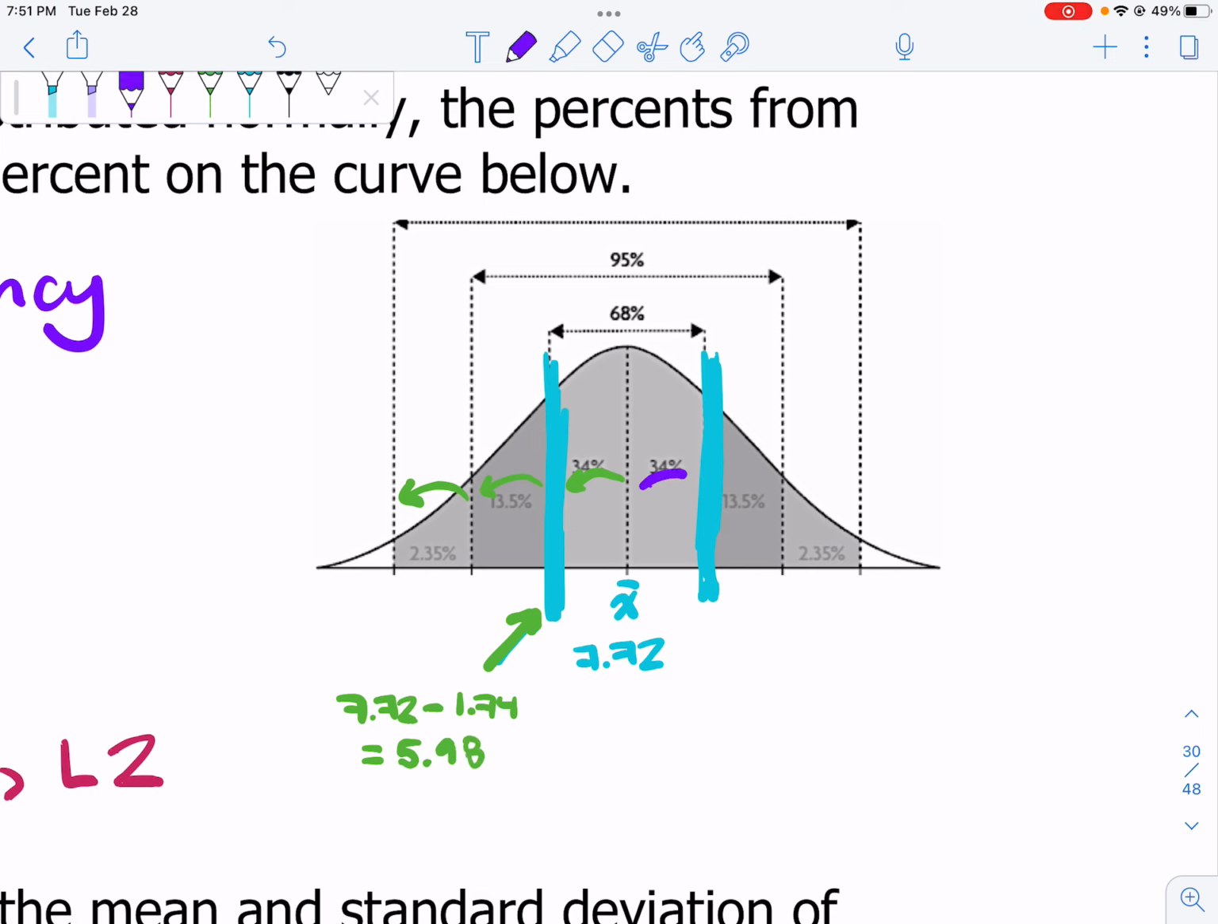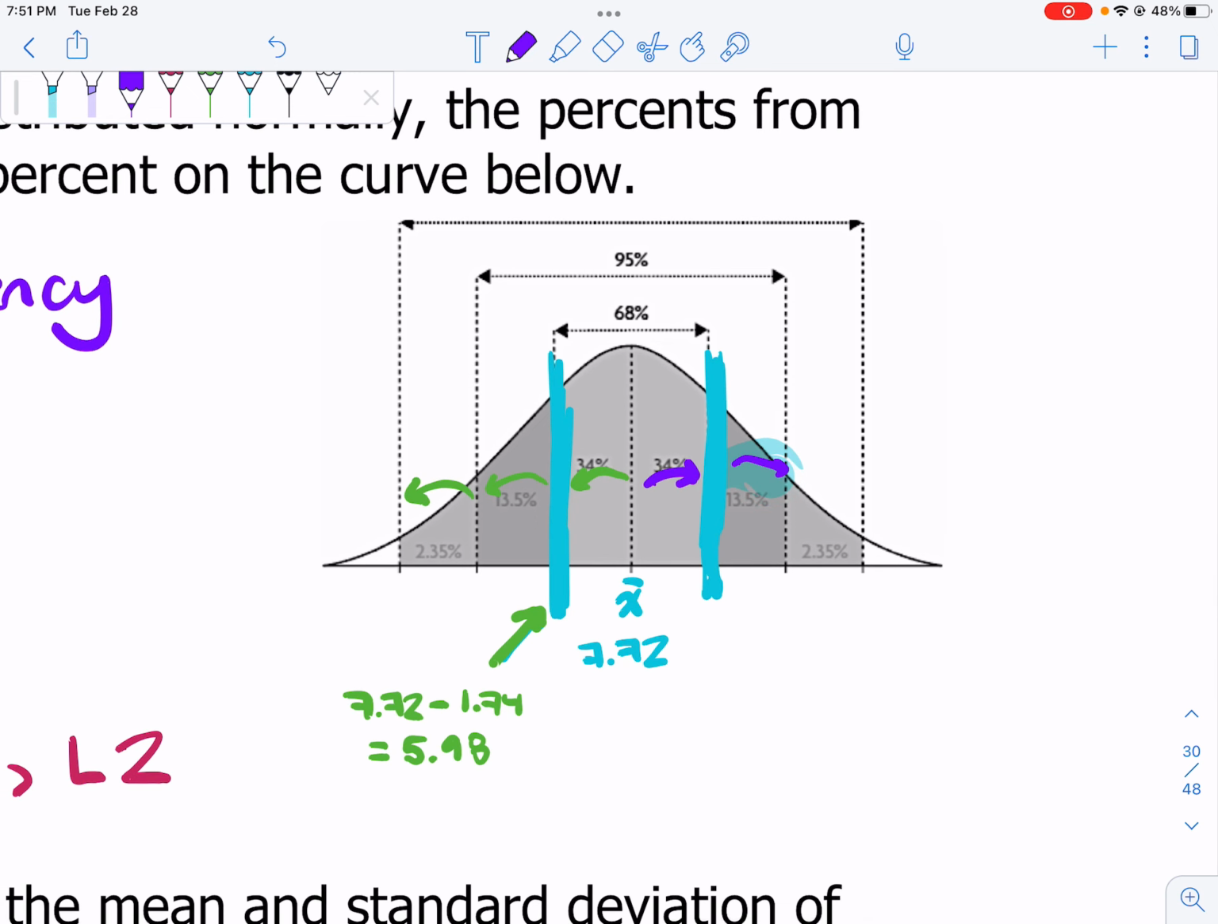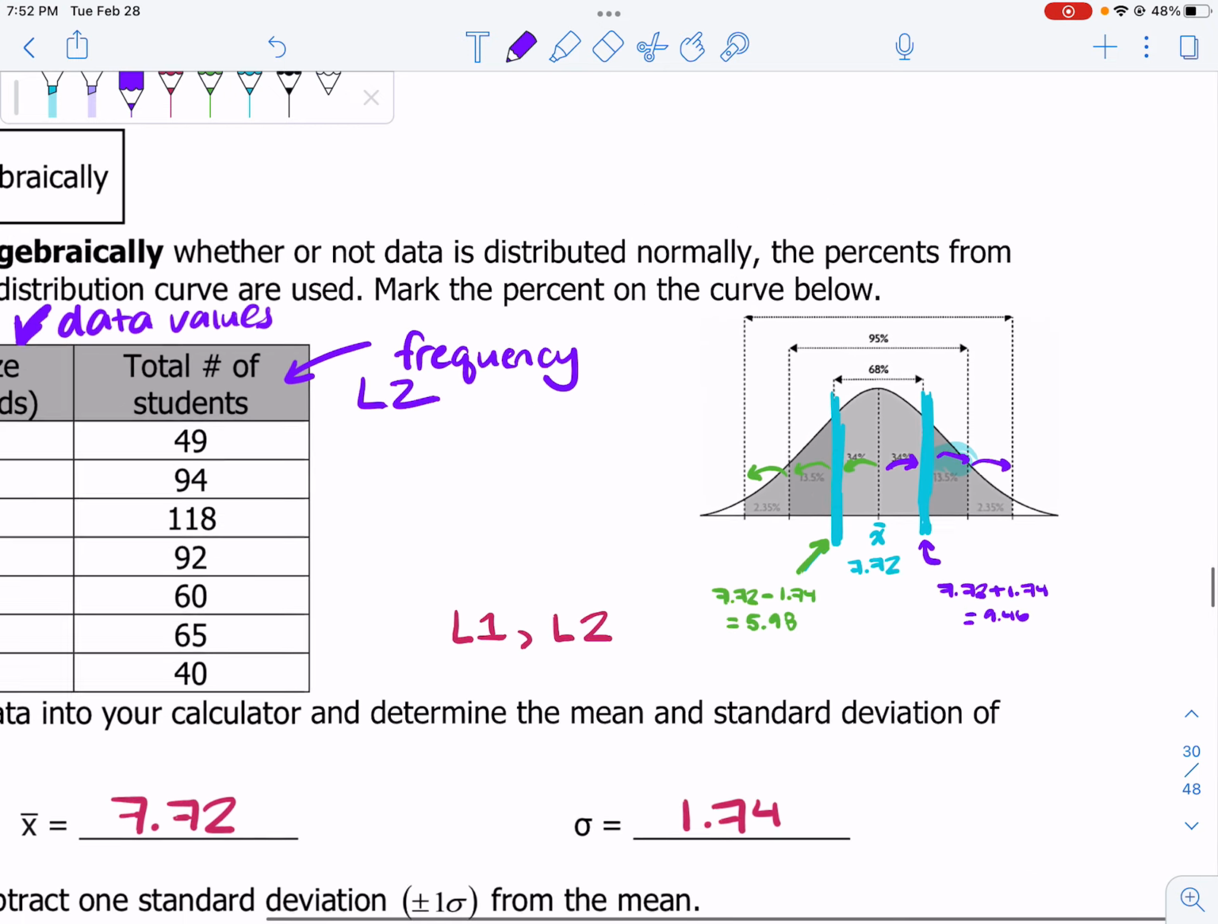Similarly, we can go ahead and find this endpoint that we're looking at. We know that each of these dashed lines represents one more standard deviation above the mean. So I could find this endpoint by taking the mean and adding one standard deviation to get 9.46.